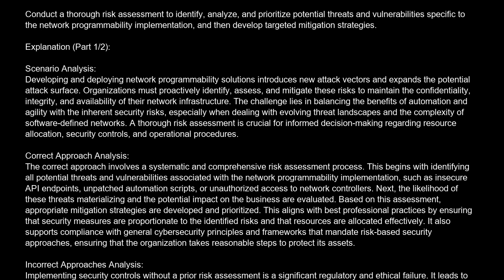This begins with identifying all potential threats and vulnerabilities associated with the network programmability implementation, such as insecure API endpoints, unpatched automation scripts, or unauthorized access to network controllers. Next, the likelihood of these threats materializing and the potential impact on the business are evaluated. Based on this assessment, appropriate mitigation strategies are developed and prioritized. This aligns with best professional practices by ensuring that security measures are proportionate to the identified risks and that resources are allocated effectively. It also supports compliance with general cybersecurity principles and frameworks that mandate risk-based security approaches, ensuring that the organization takes reasonable steps to protect its assets.